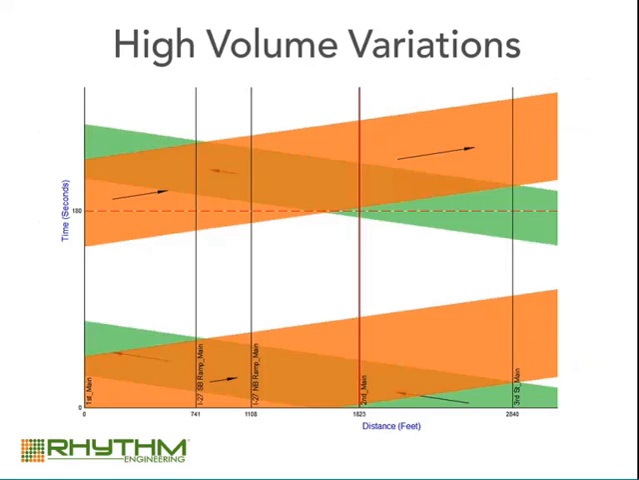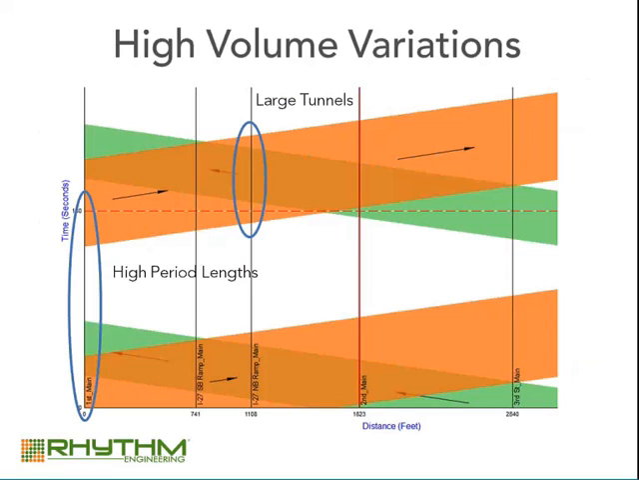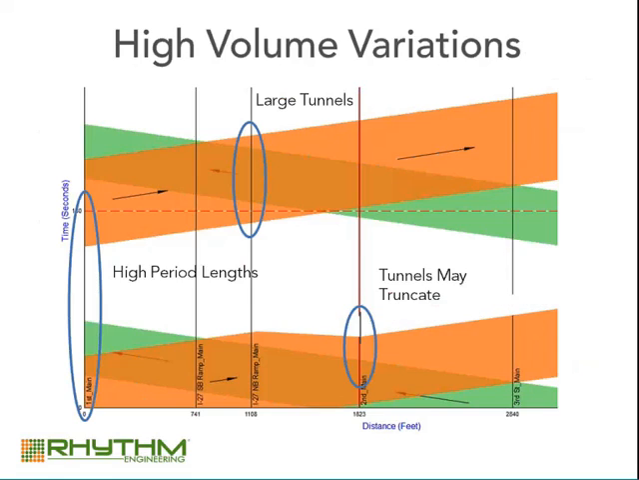Some corridors are plagued by high volumes on the main line that can fluctuate throughout the day. For this situation, configure InSync with a high period length and large tunnels in order to capture the very large platoons that will travel through the corridor. During times of smaller platoons, the InSync local optimizer will truncate the tunnel and reallocate the unused tunnel time elsewhere at the intersection.